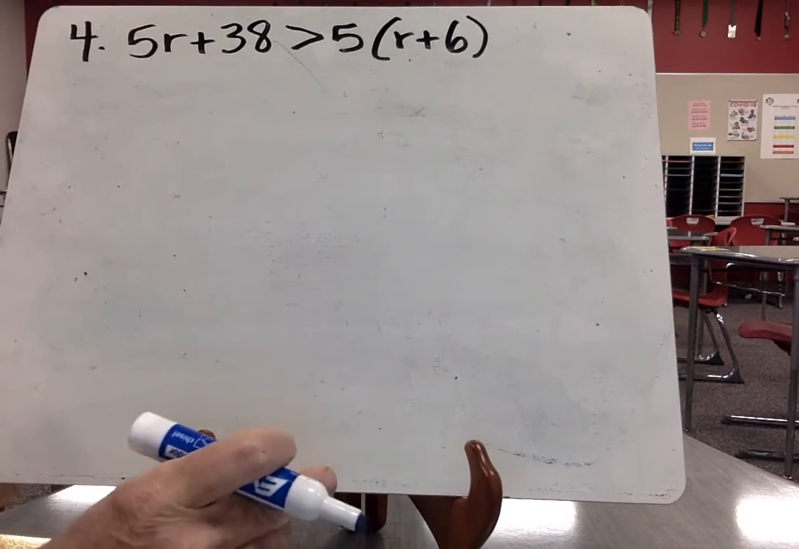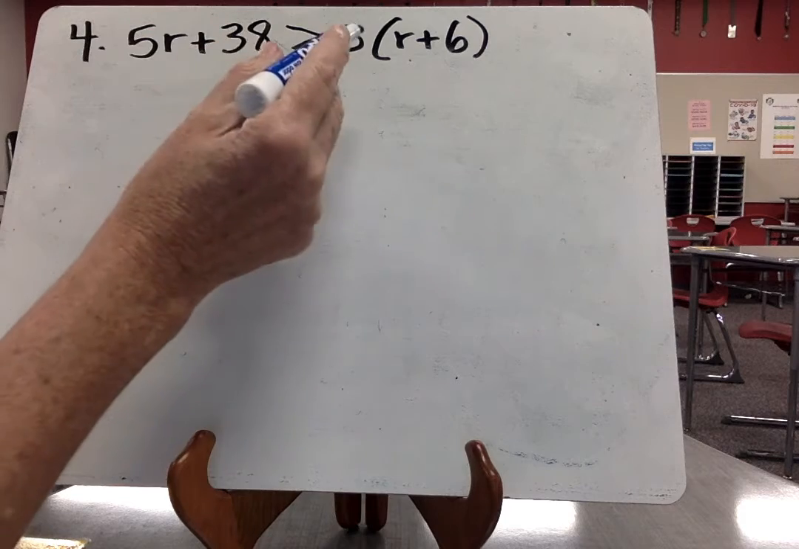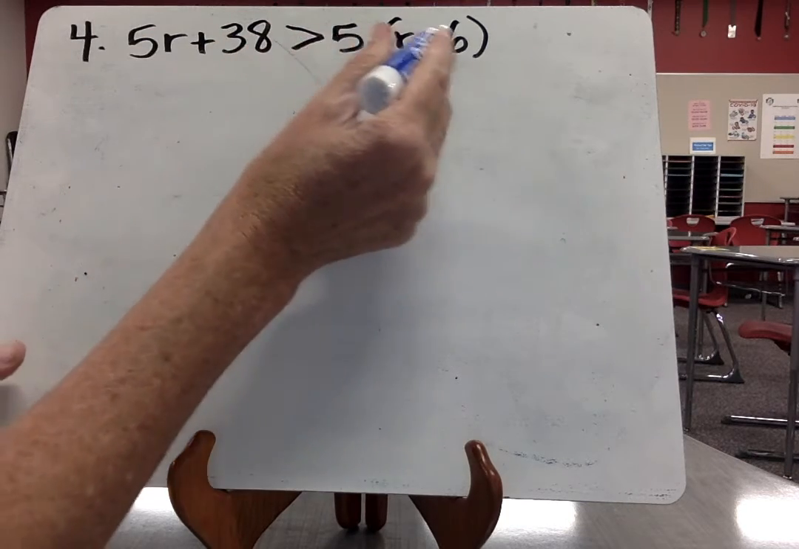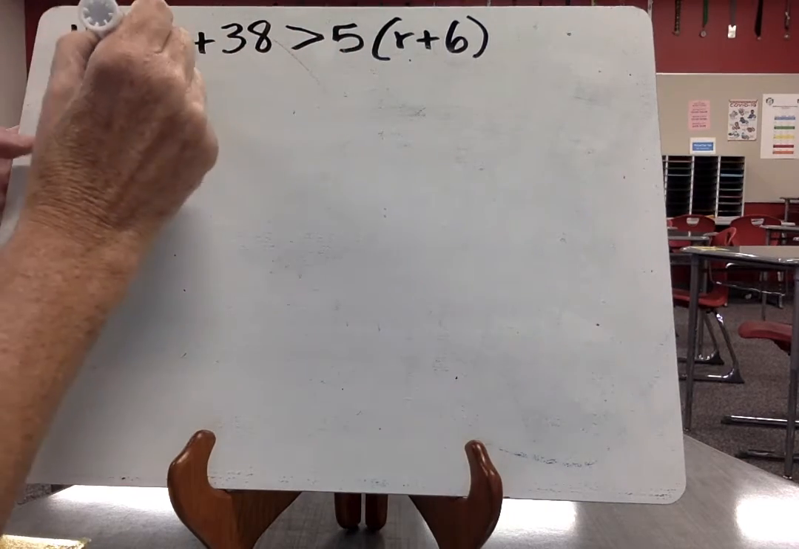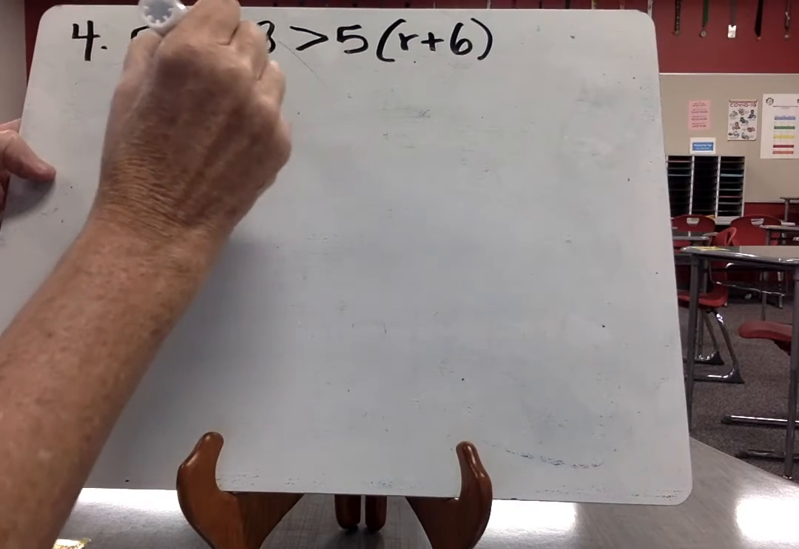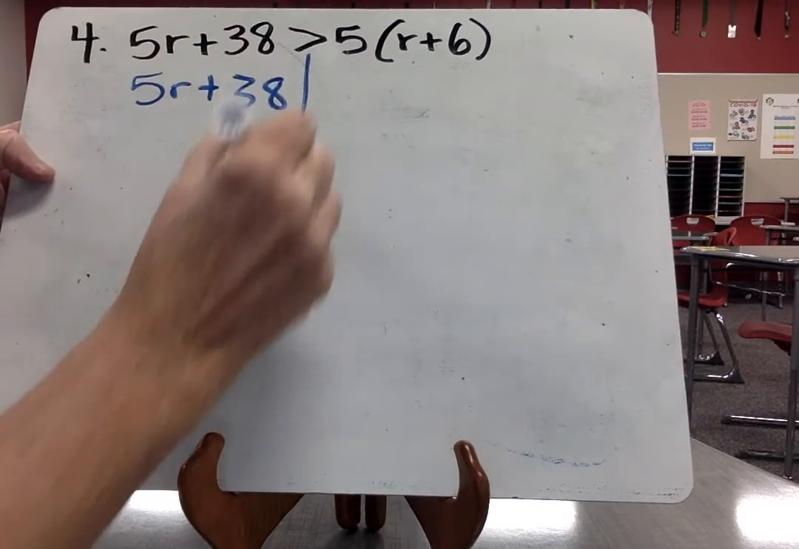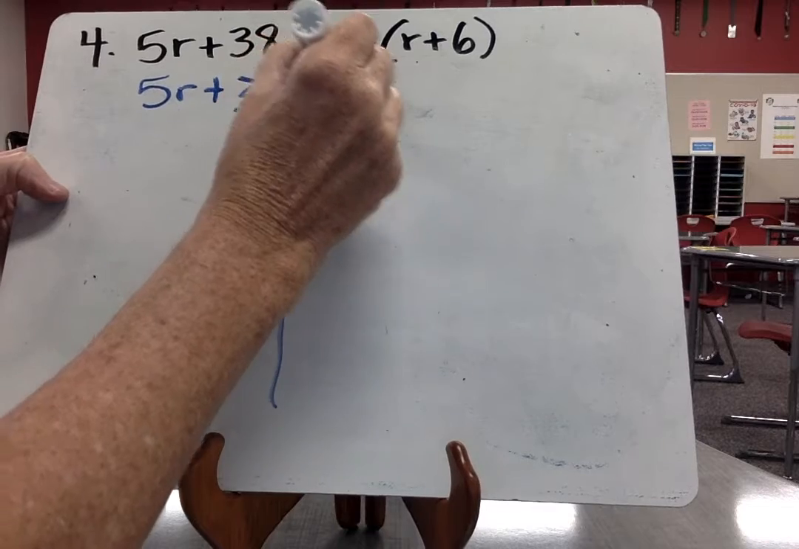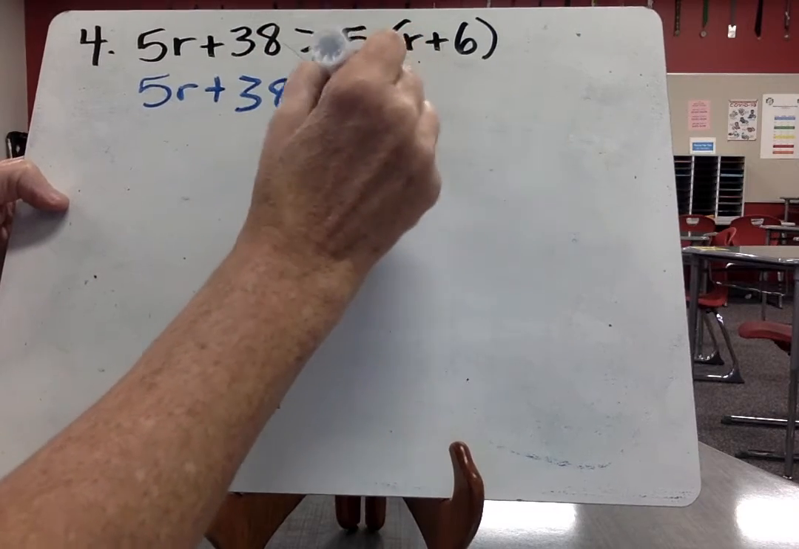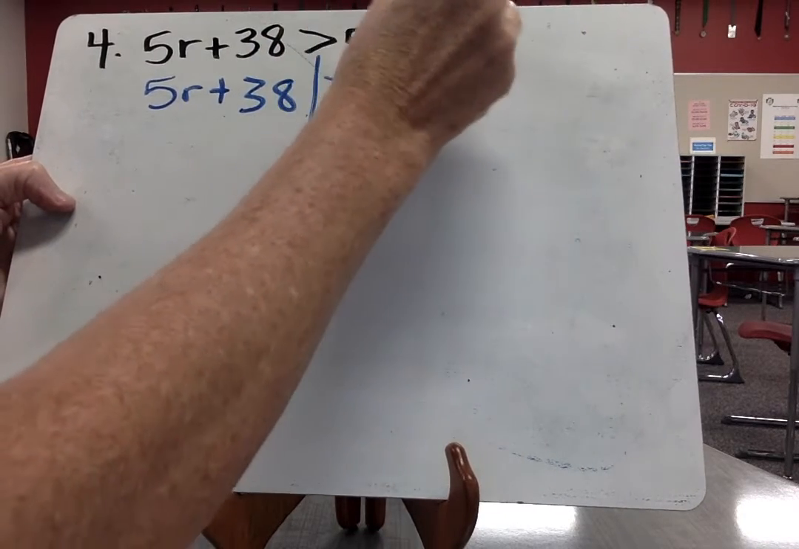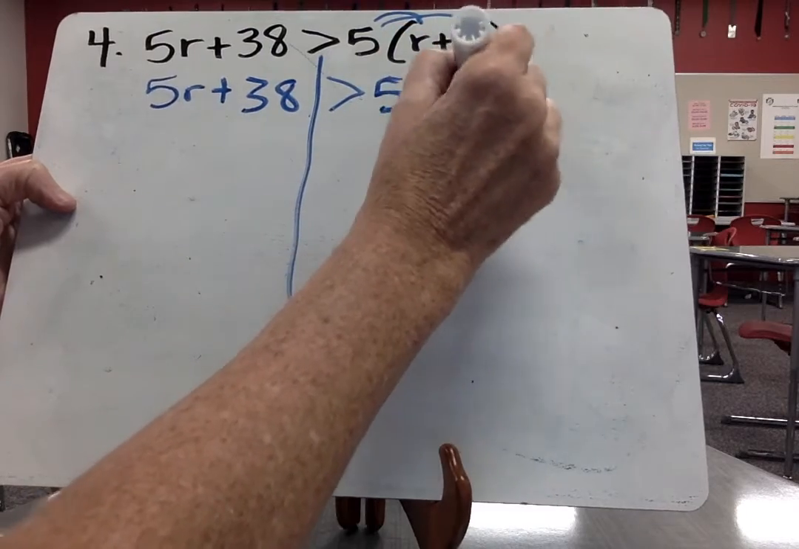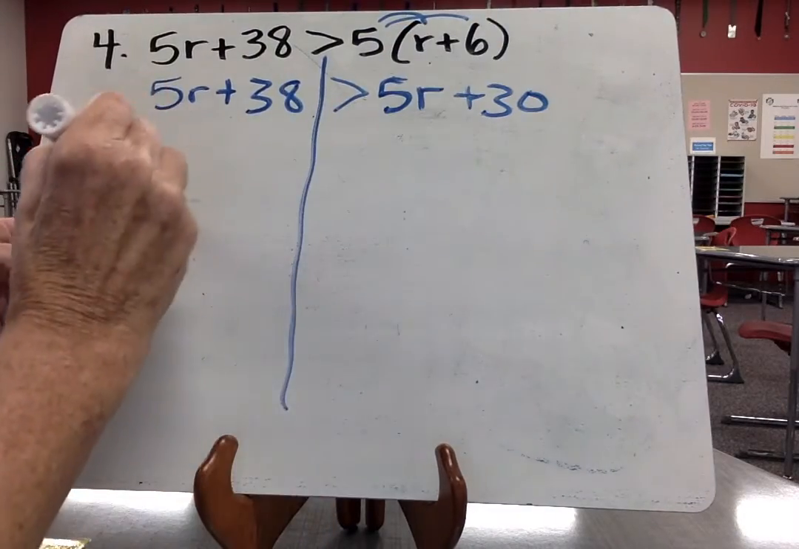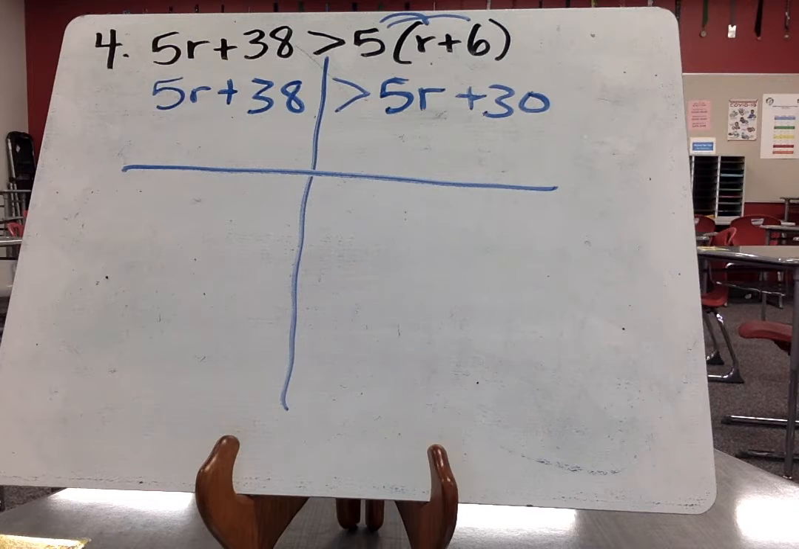Let's go on to number 4. First thing we want to do is multiply and use the distributive property. Leave this 5r plus 38. Oh, I forgot my t. That's my bad. It's greater than 5r, because I'm using the distributive property, plus 30. Going to still draw my t.